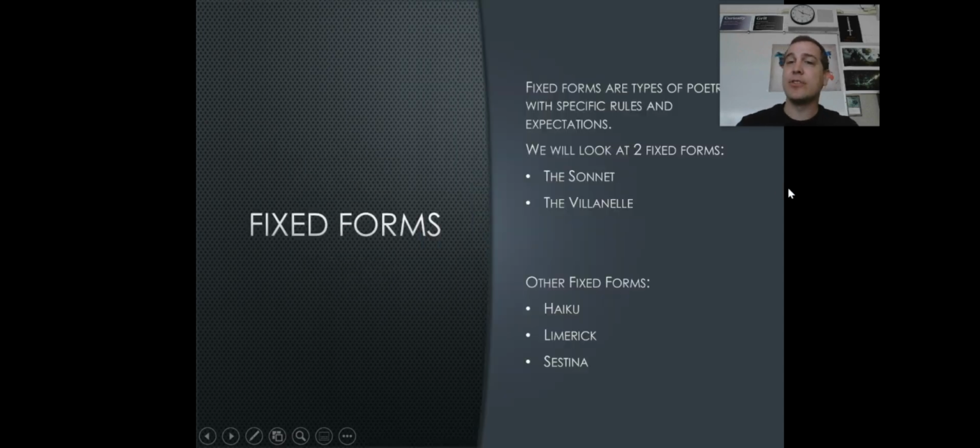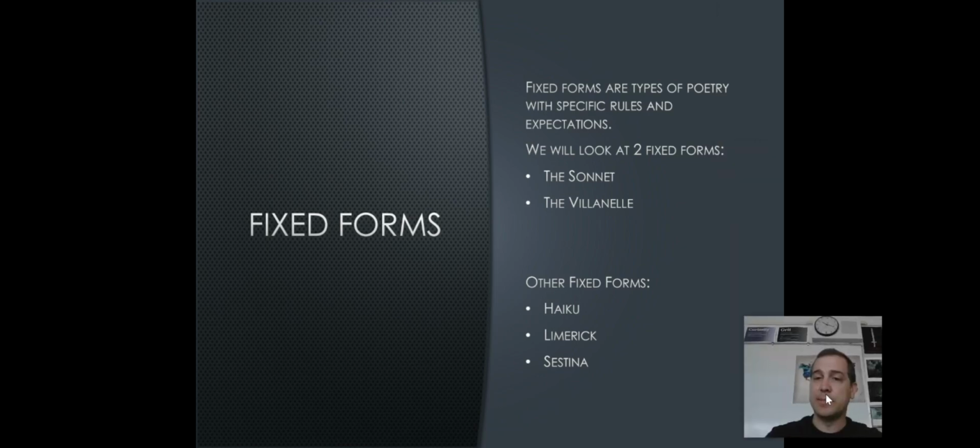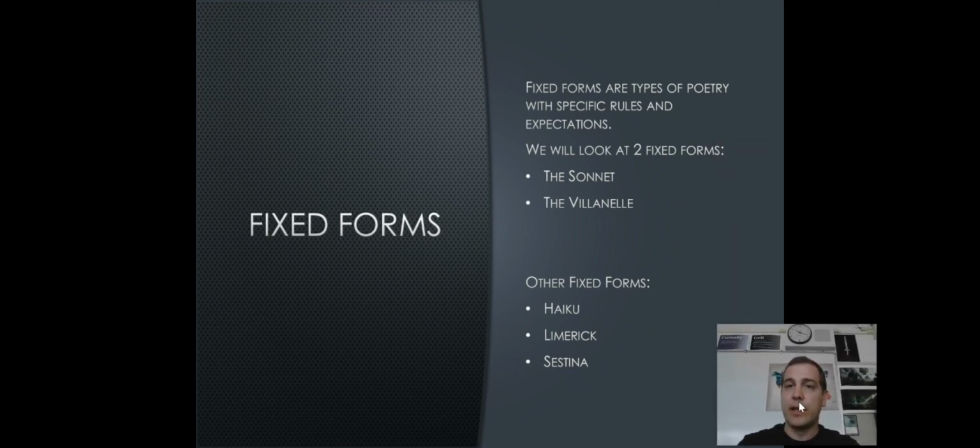But if we want to get into really specific forms of poetry that have rules and expectations, we want to look into what are called fixed forms. And so we're going to look at two specific fixed forms, the sonnet and the villanelle. But there are other fixed forms you may have heard of, such as haiku. I'm sure most of you know what a haiku is, a limerick, or a sestina.